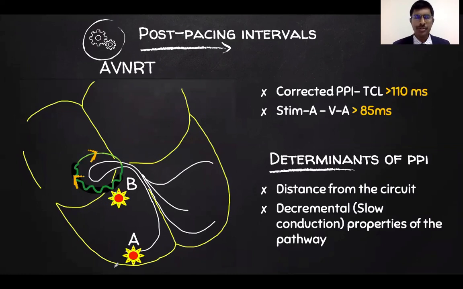The same holds true even for an AVNRT circuit. If you pace from point B, much nearer the annulus, it's going to take a longer time for the impulse to go past and come back to point B than to point A. And hence your post-pacing intervals are going to be very long.